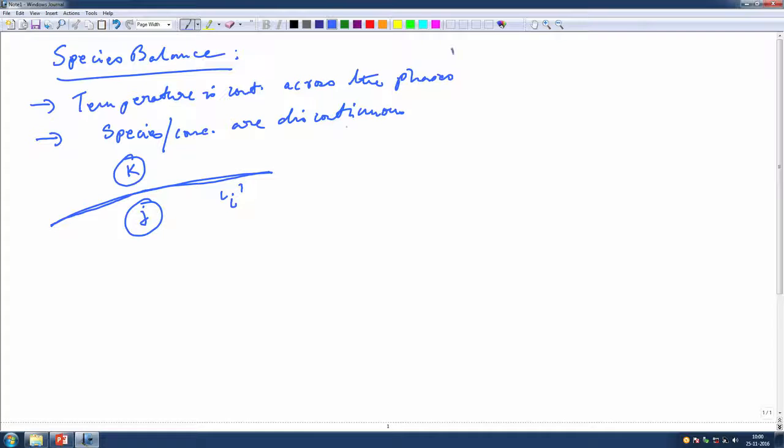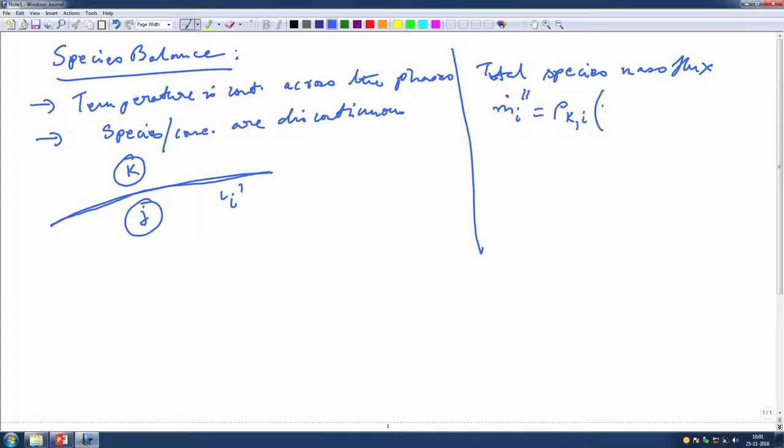Now, the total species mass flux, which is basically m dot I, will be given as follows, and we will come across each and every one of these terms in detail, and we will see what each of them exactly means.